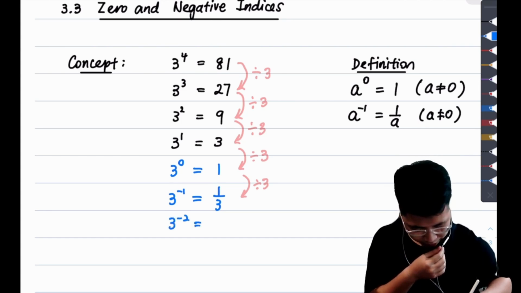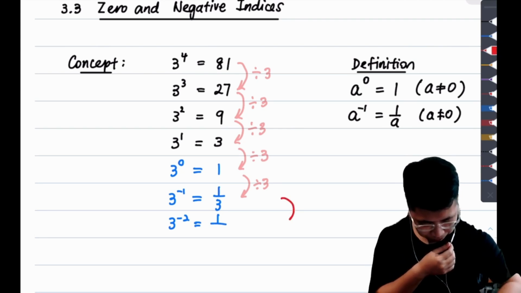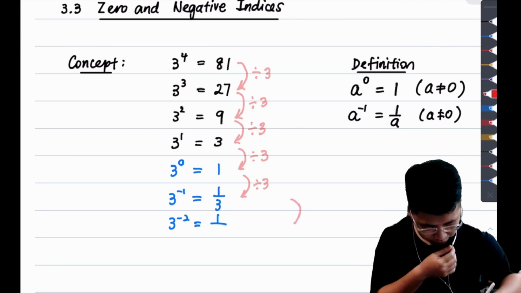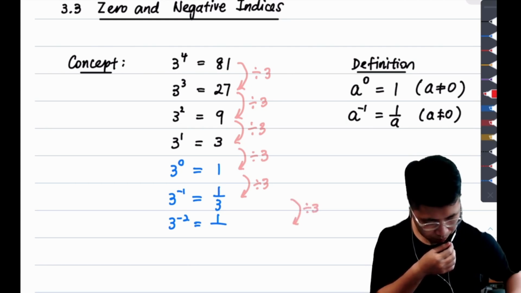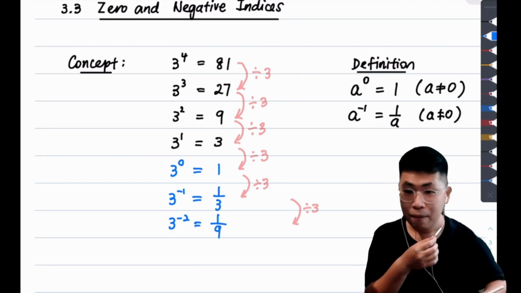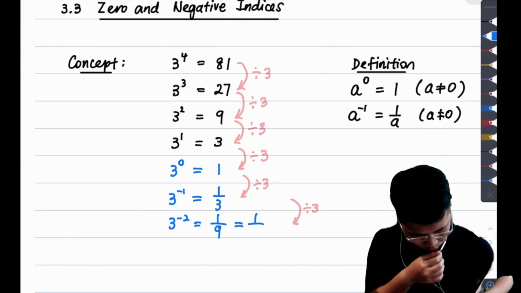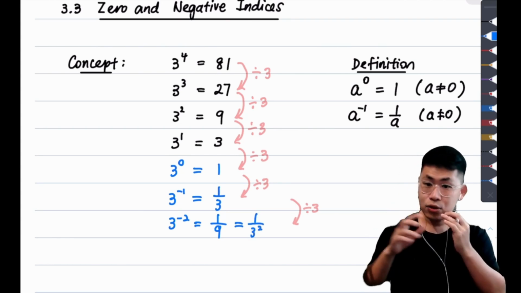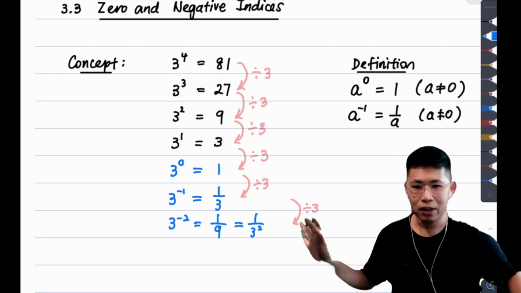Over here, if we divide by 3, I'm going to need some space, so I'm going to write this further. 1 over 3 divided by 3 is going to give us 1 over 9. And we know that 9 is 3 squared, so we can also rewrite it like this.